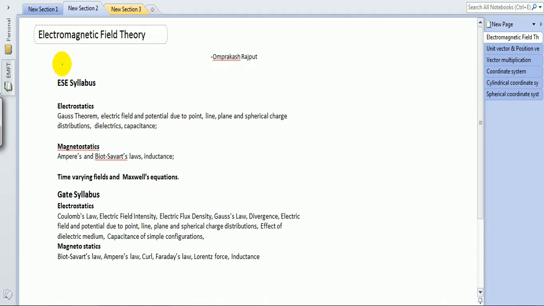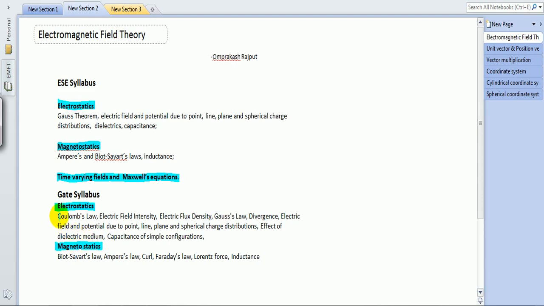Today we are going to start electromagnetic field theory. In electromagnetic field theory, we will study three major topics: electrostatics, magnetostatics, and time varying field. This is basically the syllabus of ESE, and GATE also has the same syllabus: electrostatics, magnetostatics, and sometimes time varying field and Maxwell equation related questions are also there in GATE.